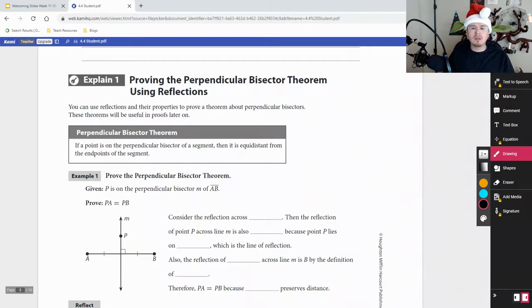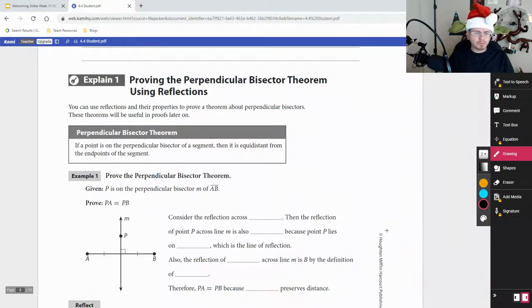So proving the perpendicular bisector theorem using reflection. You guys need to realize that everything we're doing tends to build on each other. So please make sure that you are not forgetting about the past lessons, the past modules, because they are building blocks going forward, and I hope you're realizing that now. So make sure your notes are nice and clean. If not, go back and do something about it.